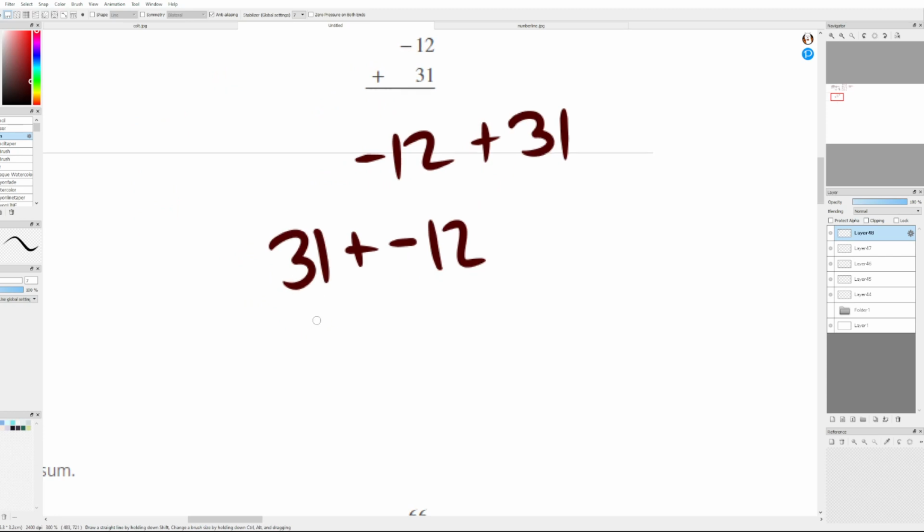So anyway, we have 31 plus negative 12, which is basically 31 minus 12. My brain is not very good at doing mental math today. I just want to make sure I get it right, so I'm going to plug it into my calculator, which is going to give us 19.